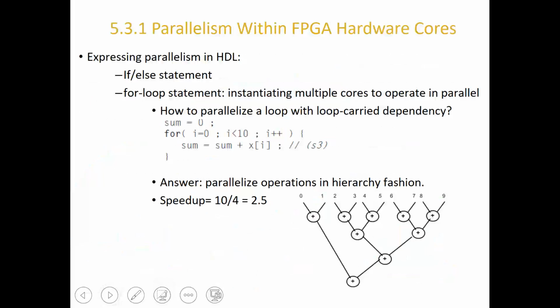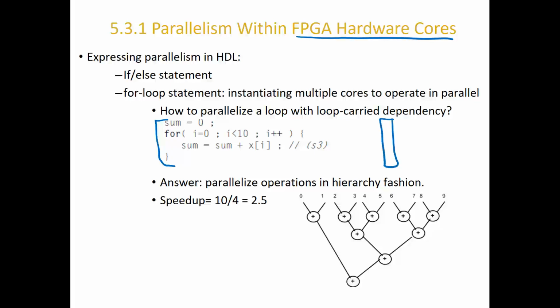Okay, so we said there is parallelism within FPGA cores and within the design. For instance, if we are executing something like this code, basically what we are doing is trying to find the summation of all the elements in array X, from 0 all the way to 9. So we will access the memory and sum those serially as this loop does.